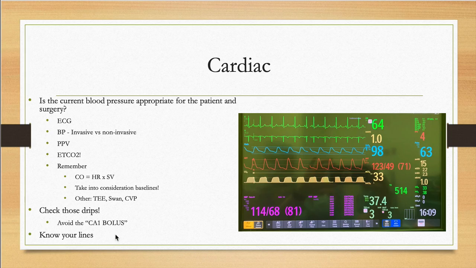Lastly, it's important to know your lines. In other words, you need to always know where your IVs are and that they're functional. If you are starting to give drugs and you're not getting the response that you want, and when previously you were, it's always a good thing to keep in mind that perhaps the IV is no longer functional.